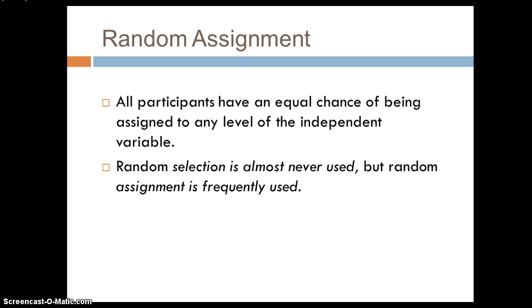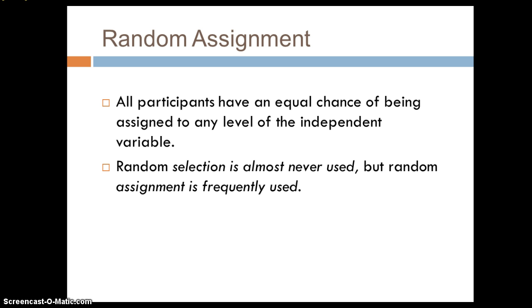Oh, so now that we've talked about sampling, I want to come back to random assignment again, because I really want to make sure that you understand the distinction between the two. Random selection has to do with how we get our sample, and random assignment has to do with what we do with that sample then when we're conducting our experiment.